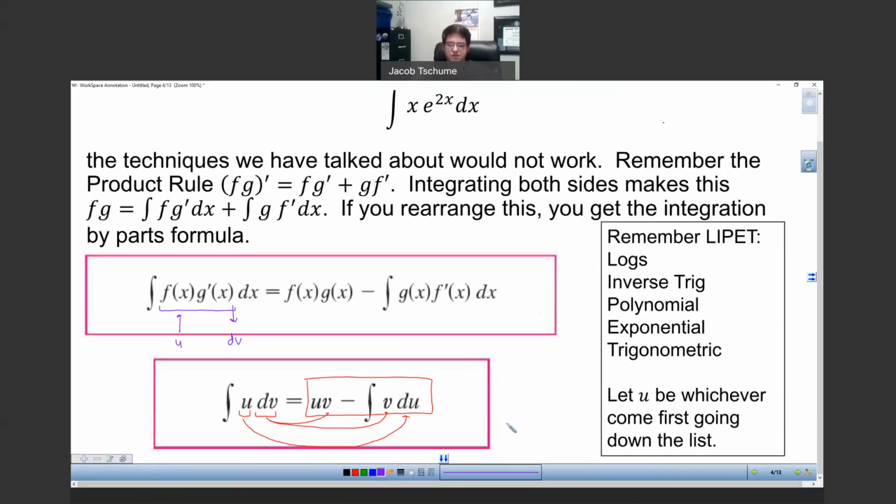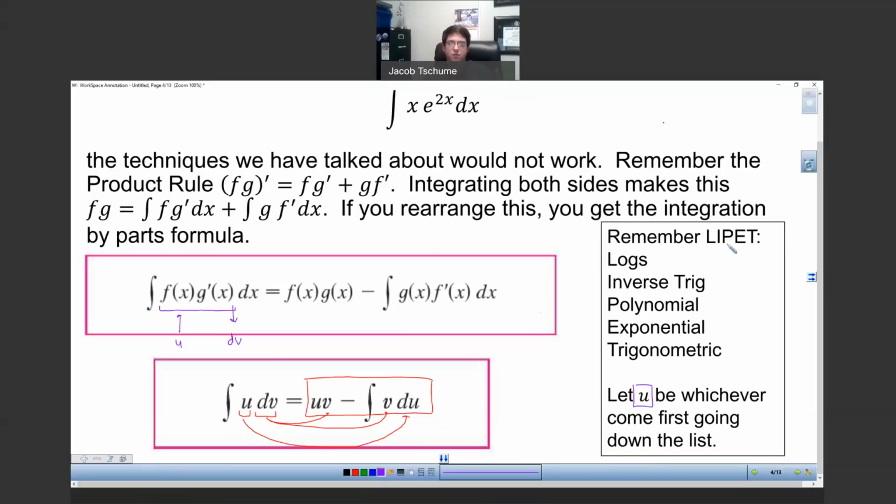Now, one of the challenges that students run into here is, well, how do you know which one should be u and which one should be dv? So what we're going to look at here is a rule called LIPET. This is a little analogy that people use to help remember what you should let u be, because whatever u is, then we can default the other term to be our dv term.